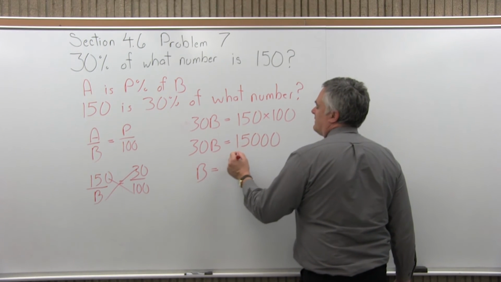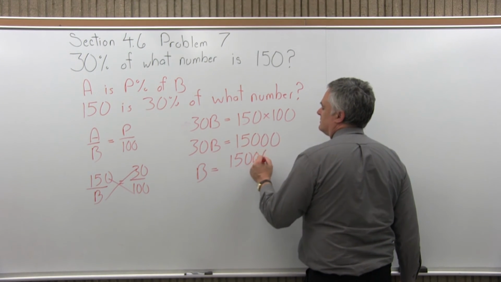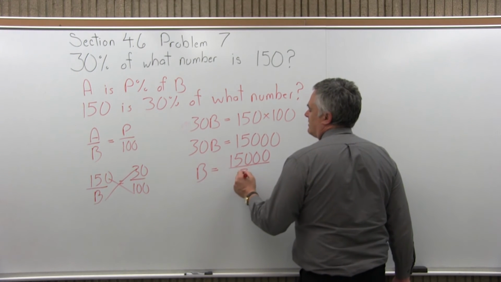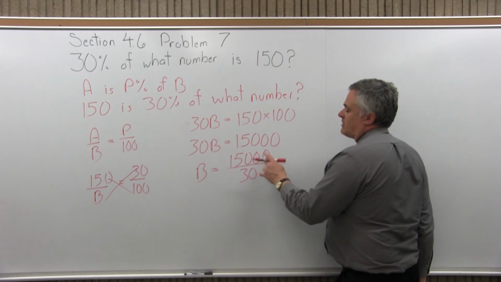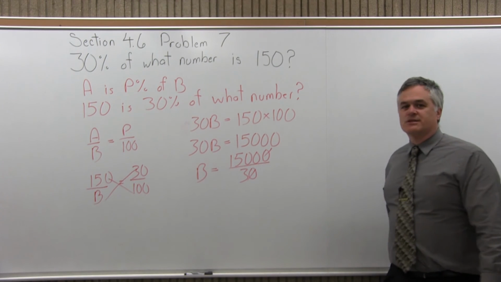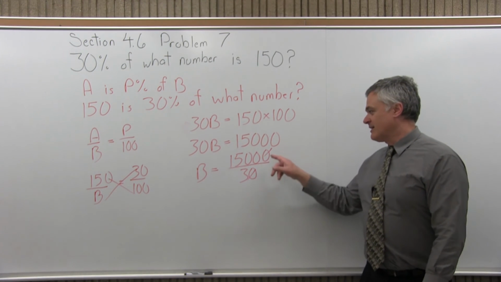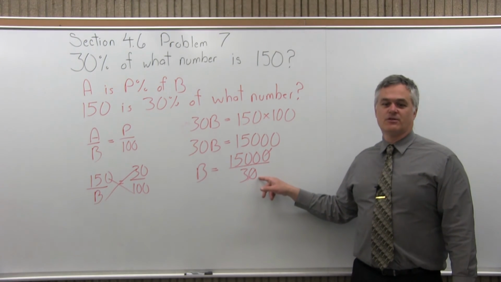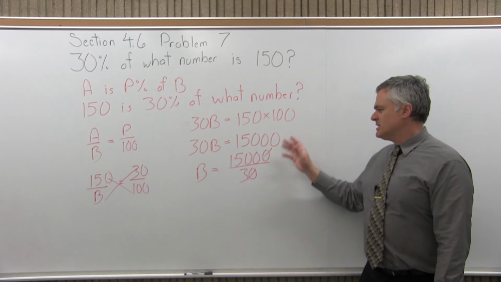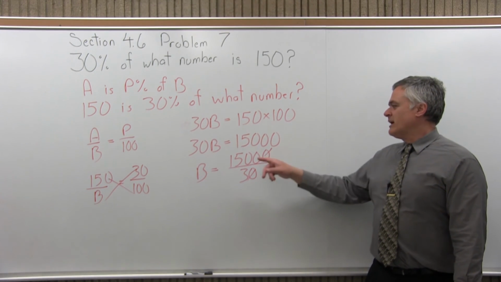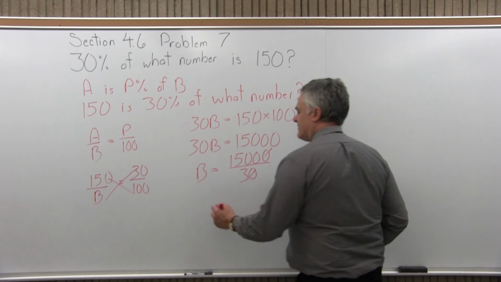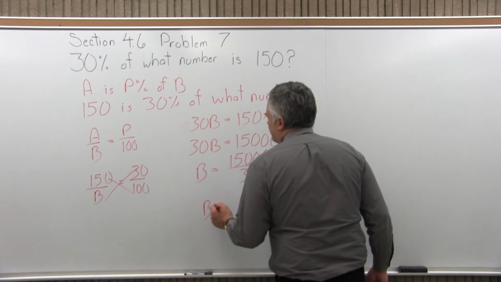Now, to solve for B, divide away the number that's multiplied with it. So B will be 15,000 divided by 30. Now, because they both end in 0, I can cancel a 0 right away. Essentially, I'm just dividing 10 into the numerator and dividing 10 into the denominator. 10 goes in evenly. Essentially, we just kill the zeros. We have 1,500 divided by 3. I can see that easily enough.